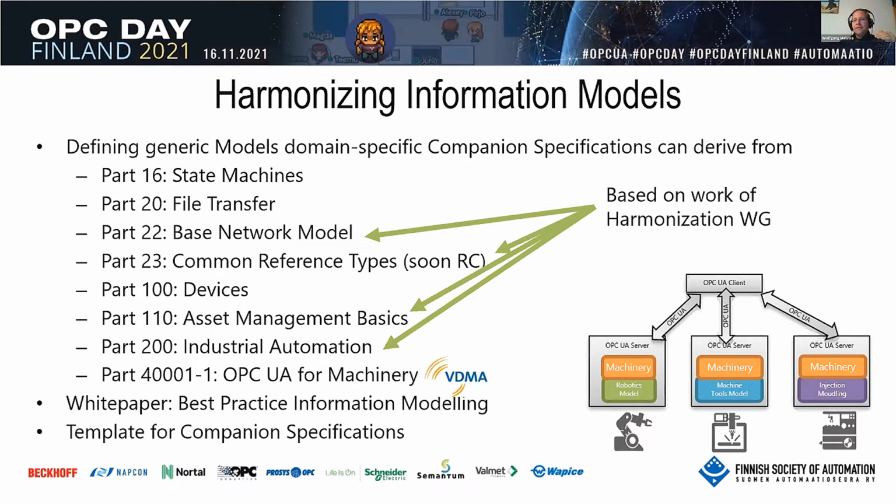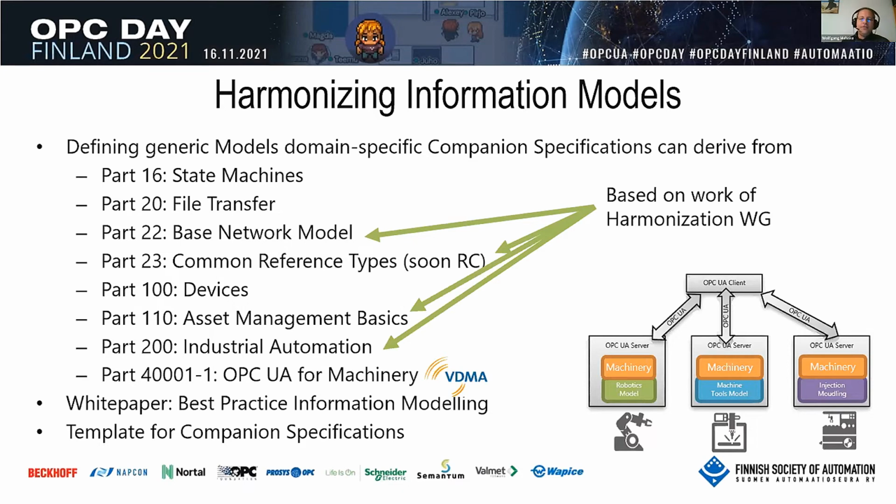They all have their own standardized information model, but they can use, as a commonality, a common specification like the OPC UA for machinery. And you can see here a few examples of more generic ones coming from the base specification, like the state machines, file transfer, base network model, or, coming very soon, common reference types. We have had the devices since a long time. We also have the asset management basics.